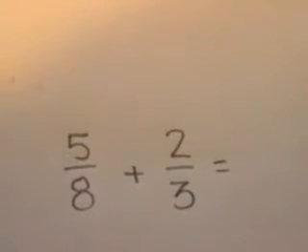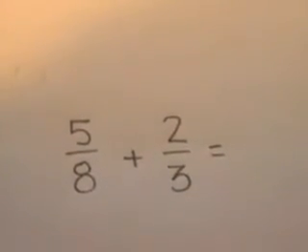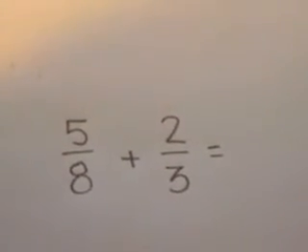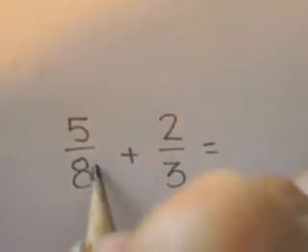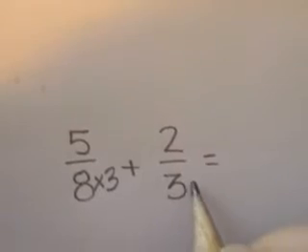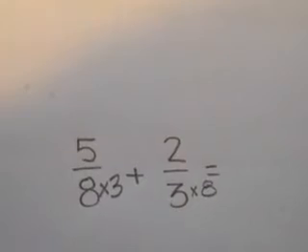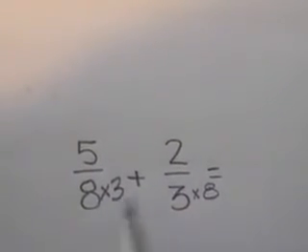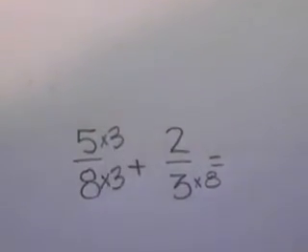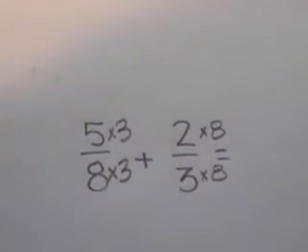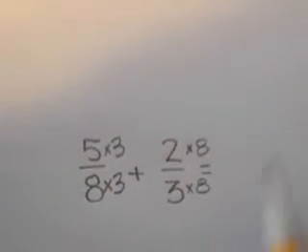Alright, last problem. On your own, try 5/8 plus 2/3. Pause the video until you've completed your work, and then come back to check your answer. We have to multiply by 3 and by 8 to get a common denominator. But once again, our golden rule: if we multiply the denominator by a number, we also have to multiply the numerator by the number. And they always have to be the same number.